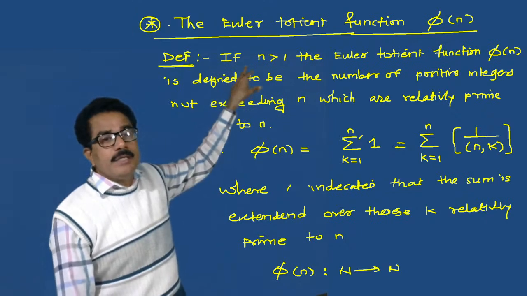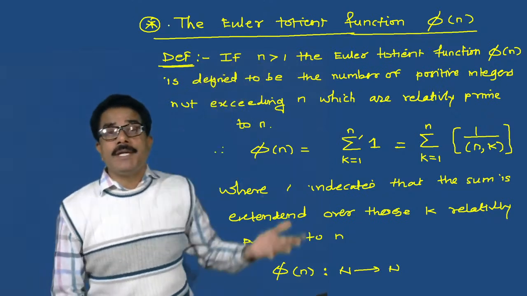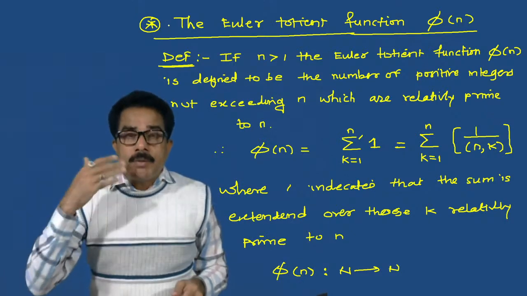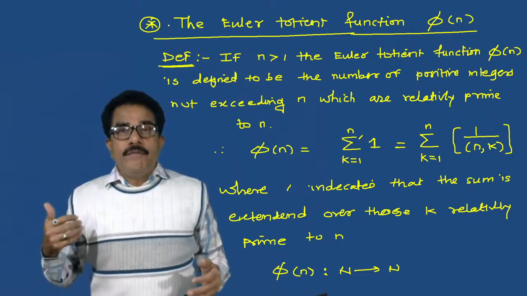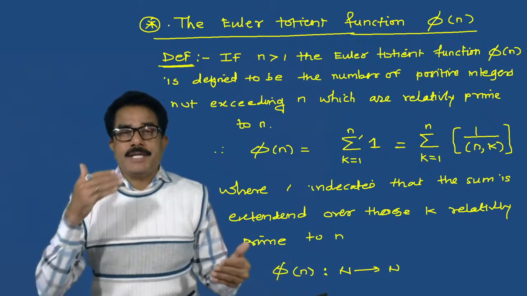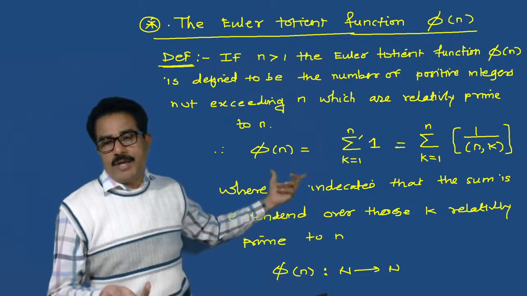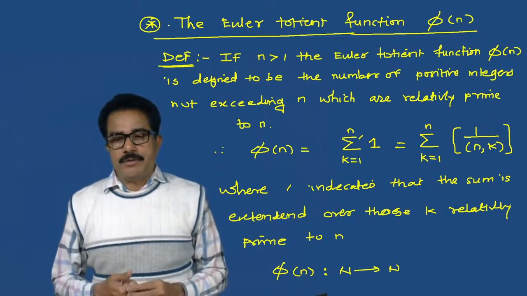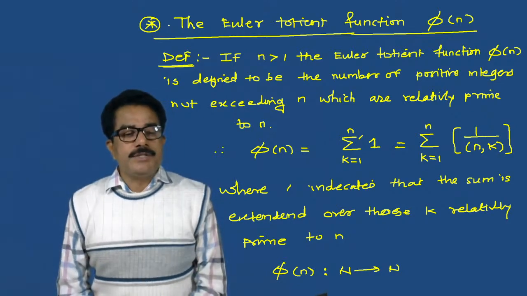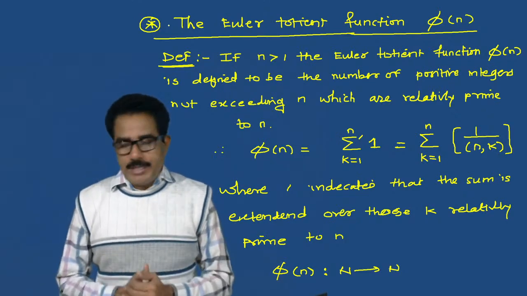If n is greater than 1, then Euler's Totient function, denoted by phi of n, is defined to be the number of positive integers which do not exceed n and are relatively prime to n. We have to find the number of such positive integers, and that number we call phi of n. Phi of n is the summation over k from 1 to n, over gcd(n, k) = 1, which means k is relatively prime to n.